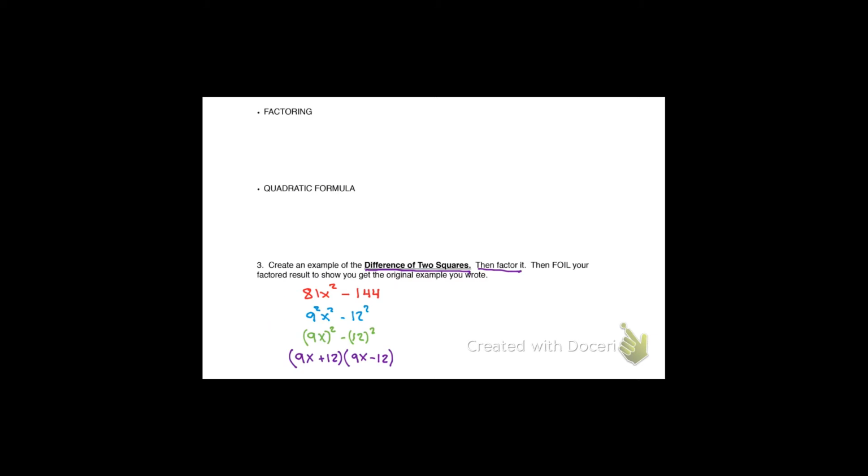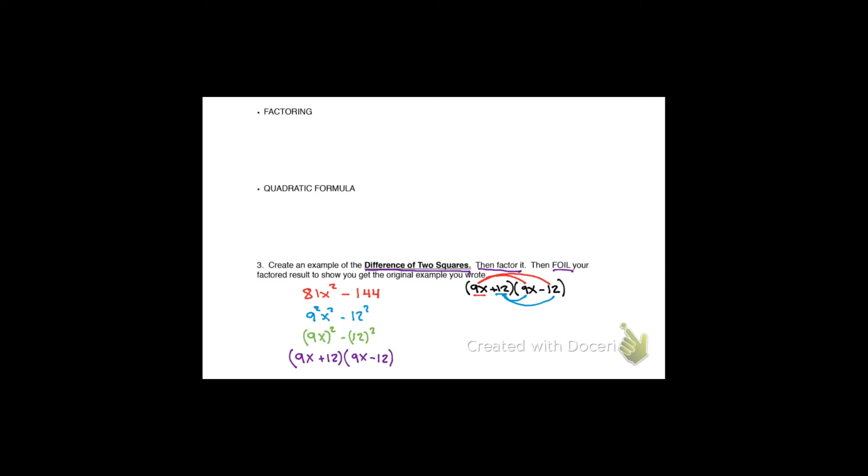Okay, now we're going to FOIL your factor results to show you get the original example you wrote. Okay, so now we just got to take this and FOIL it back up. So I'm going to rewrite it here so we can do our foiling. We have 9x plus 12 times 9x minus 12. Okay, and foiling, we're going to take that 9x and distribute it to both terms. Then we take that 12, positive 12, and we distribute it to both terms.